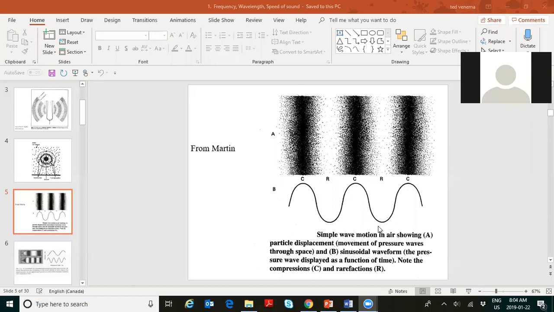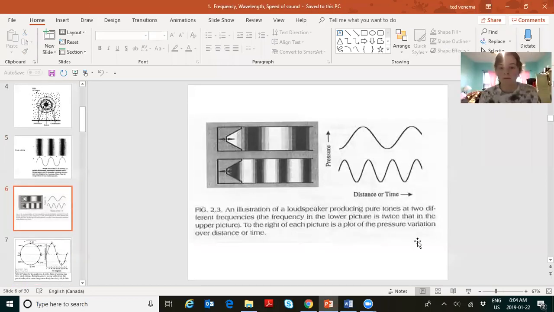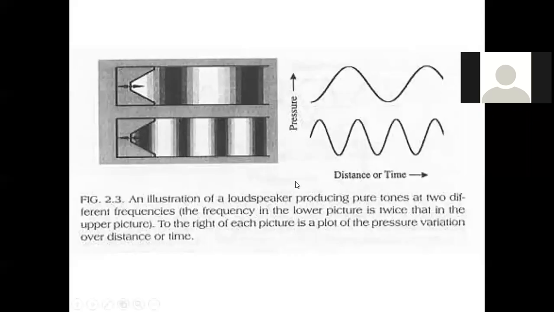So, back to sharing screen and looking at our PowerPoint slides, you can see here a speaker making the sound. And you can see here it's white, and then it's black, and then it's white, and then it's black. The white would be the rarefaction, the bottom part. The black would be the top. The white would be the bottom, the black would be the top, and then you can look at this speaker.